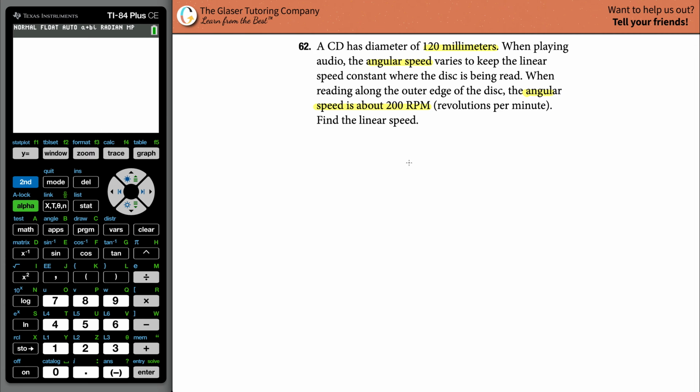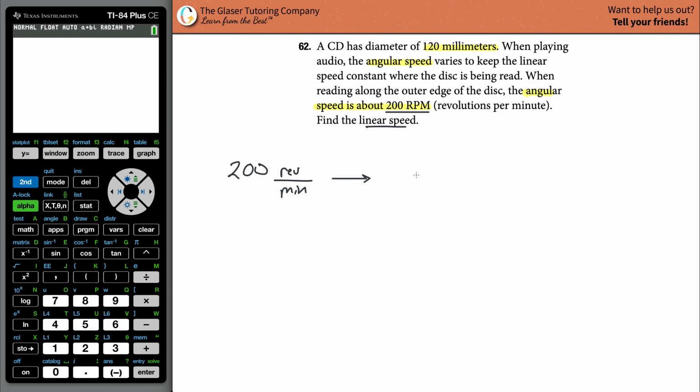So basically what we have to do is somehow convert the 200 RPMs into some linear speed of sorts. Call it meters per second, inches per minute, millimeters per minute. It doesn't matter, but some length per unit time. So in other words, our job is to take the 200 revolutions per minute, and somehow convert that into a linear speed.